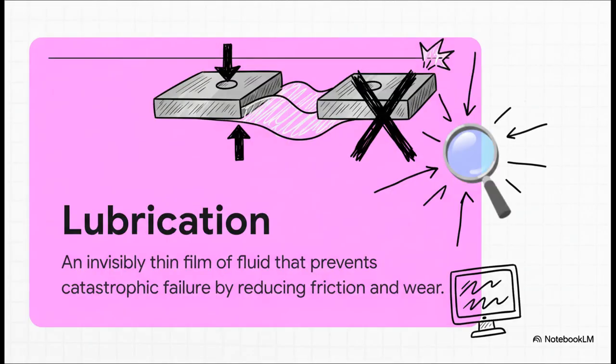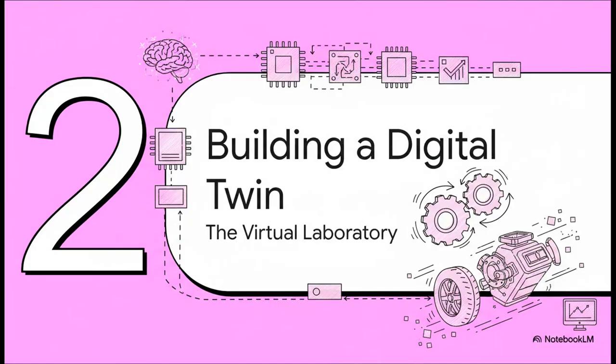And that something is lubrication. This incredibly thin, invisible film of fluid is the only thing standing between a machine running smoothly and total catastrophic failure. So you can imagine understanding exactly how this little film behaves is one of the most critical jobs in engineering. Okay, so if we can't study that film directly, we need a whole new game plan.